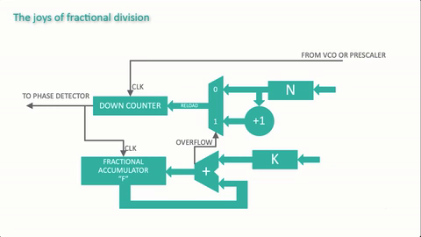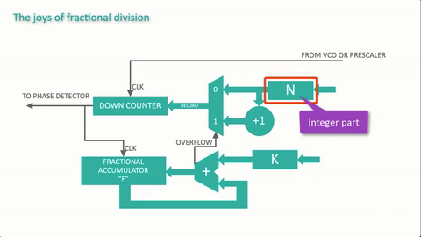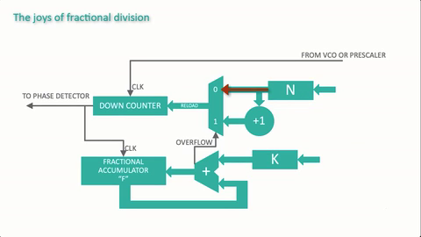Well, here's one example of a fractional N divider that's based on an overflow accumulator. Now, there are lots of ways to build a fractional N divider, but this is one of the clearest. First, let's define the players. At the top is the N register. It holds the integer part of the fractional N divider. The N register can be used directly, or on a second path, it can be incremented by 1.